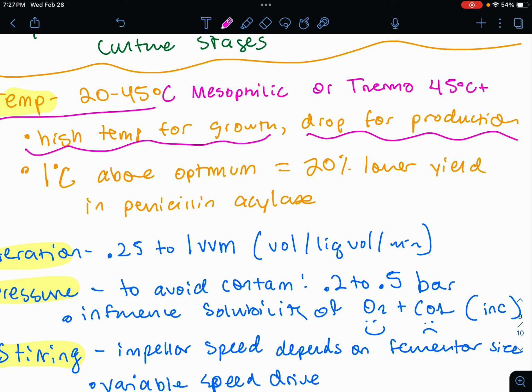Control is critical. 1 degree Celsius above the optimum temperature might mean a 20% lower yield of penicillin acylase. So a 1 degree change in the optimum temperature produces a 20% lower yield of this penicillin acylase. That's how important the control of that is.